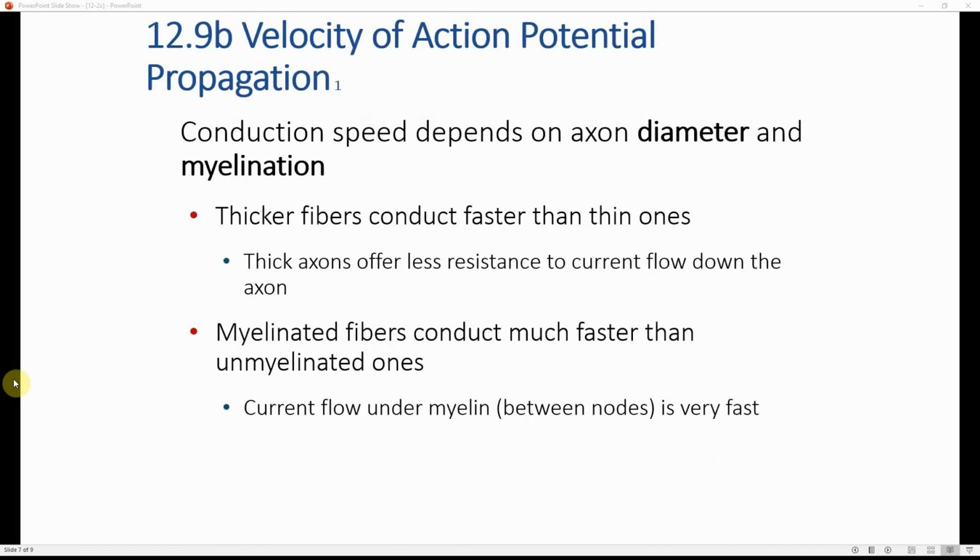Now, the conduction speed of an action potential depends on axon diameter and myelination. Thicker fibers conduct faster than thin ones because thick axons offer less resistance to current flow down the axon because they have more channels available in the same amount of space, and so we can push more ions through at any given time. Myelinated fibers also conduct much faster than unmyelinated ones. Taken together, our fastest neurons are going to be the ones that have thick axons that are heavily myelinated. Our slowest neurons are going to be small axons that are unmyelinated.